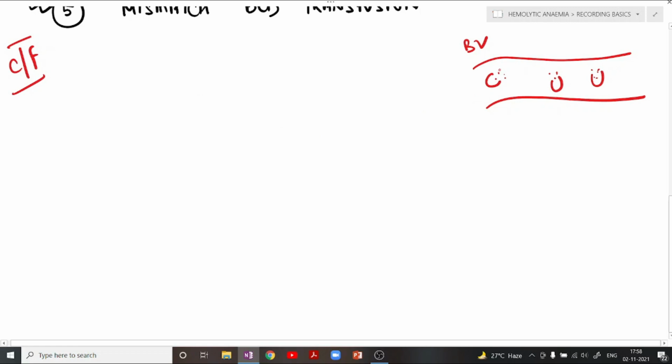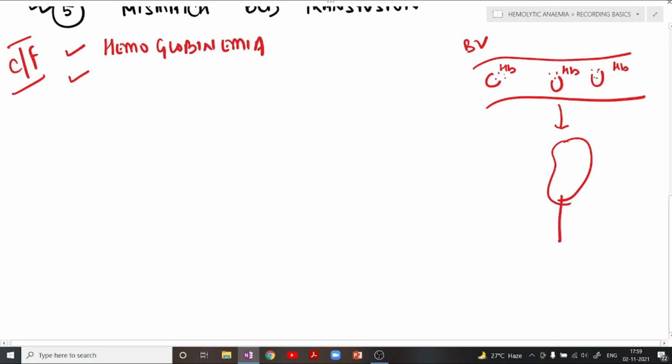Whatever hemoglobin was there inside the RBC, it will be released inside the circulation, yes or no? So there is what is called hemoglobinemia, the meaning of which is that the hemoglobin is now present in the circulation. Now this same hemoglobin from the circulation is going to go into the kidneys. If it goes into the kidney, it is also going to come out in the urine. So there will be hemoglobinuria, yes or no?